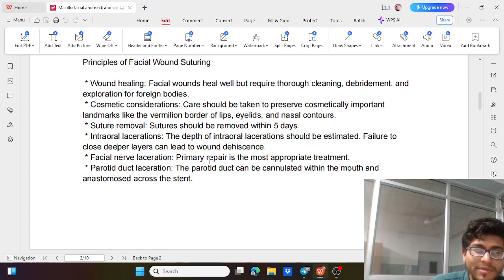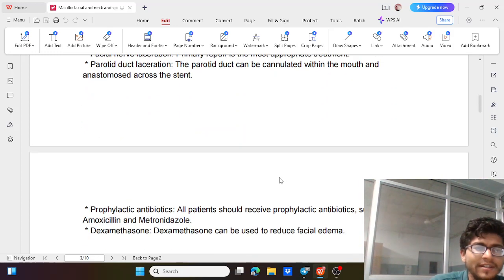We'll use absorbable suture. Then facial nerve laceration can be repaired primarily, because that is important, as it may affect the neurological function, the sensory function of the face. Then coming to parotid duct, if that is injured, then it will be cannulated over a stent and anastomosed. So it will be cannulated within the mouth and anastomosed over a stent.